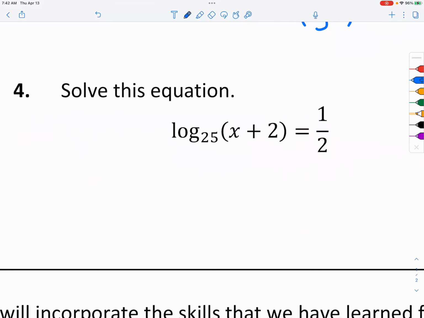And number 4. Number 4, same deal. Okay, we have x that we have to get by itself. Separate everything so that we can get x by itself. So the first step that we do is to exponentiate on both sides so that the log's gone. So on the left, you have just x plus 2. On the right, you have 25 to the 1/2 power, which is 5. So x is equal to 3.